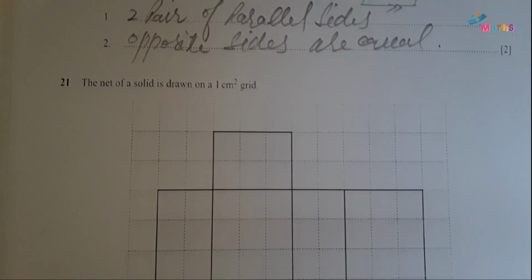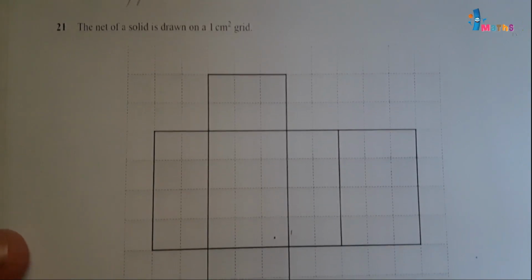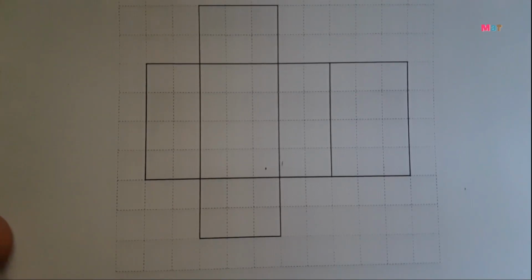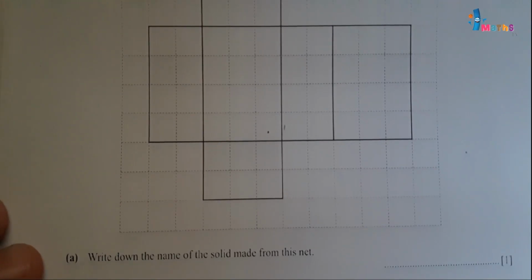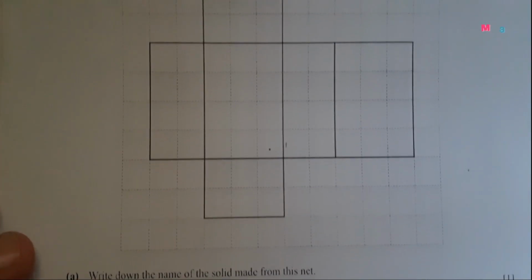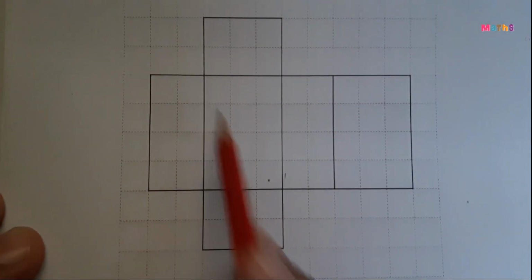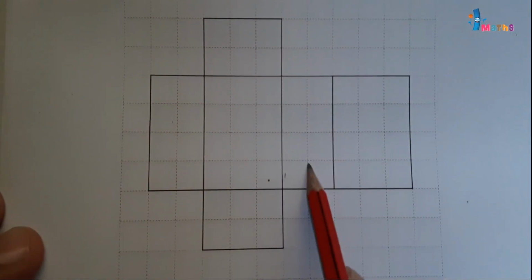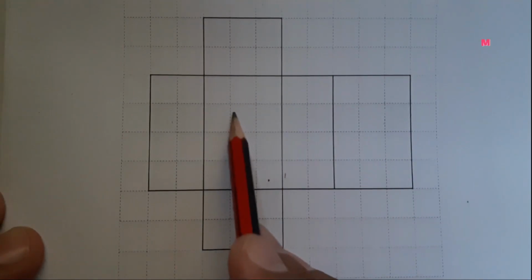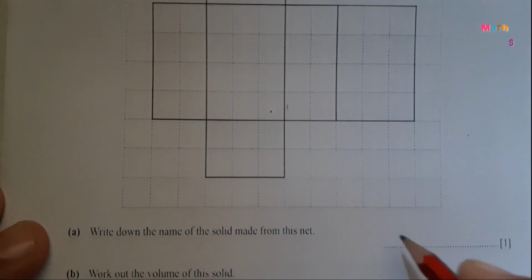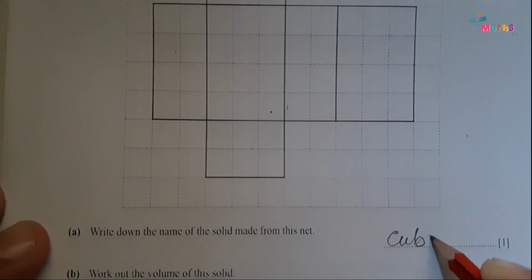Question number 21, the net of a solid is drawn on a 1 centimeter square grid. This diagram is given, and this drawing is for the A part. They are asking to write down the name of the solid made from this net. So what will be the solid? This is the base, and these are three sides, and this one is the fourth side, and this is the top, and this shape is a cuboid. So we will answer the first part as cuboid.